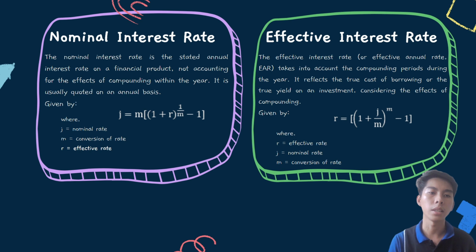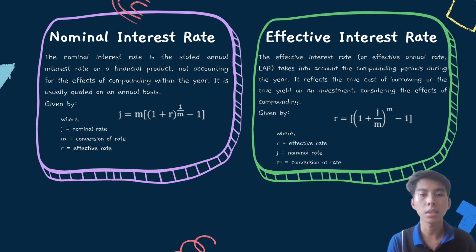So this is given by the formula J = M times the quantity of (1 + R) raised to 1/M, minus 1, where J is the nominal rate, M is the conversion rate, and R is the effective rate. M is how many conversions happen within the year, or how many times the money is converted within the year, since the nominal and effective rates are annual.